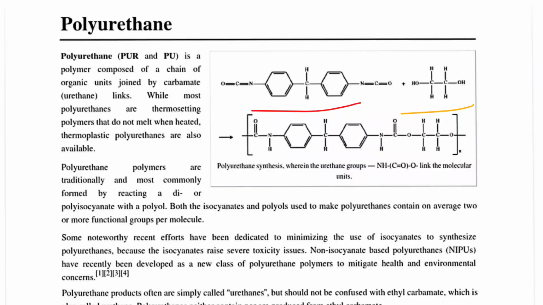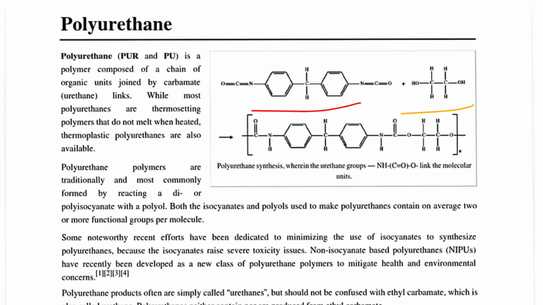Polyurethanes are the polymers which are mostly formed by reacting polyisocyanate with polyol. The isocyanate used to make polyurethane contains on average 2 or more functional groups per molecule.